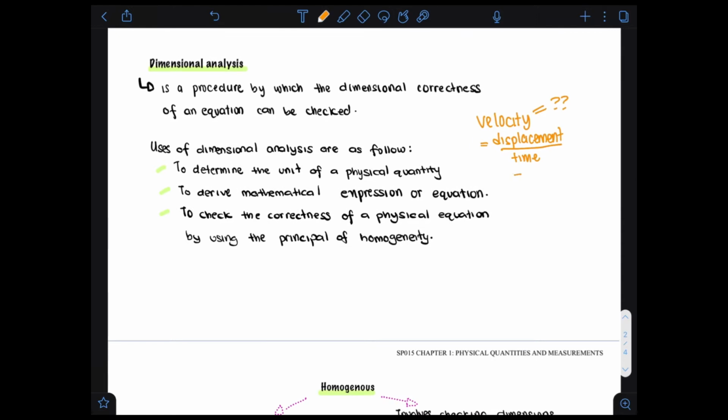So this is how you're going to do. So you know velocity, the dimension of velocity is, you can either spell it out, velocity with a bracket, or you can also use the symbol V here. Okay, is equals to, since the velocity is in dimension, therefore I'm going to change my equation displacement over time here into dimension as well. So my symbol for displacement is S, and symbol for time is T.